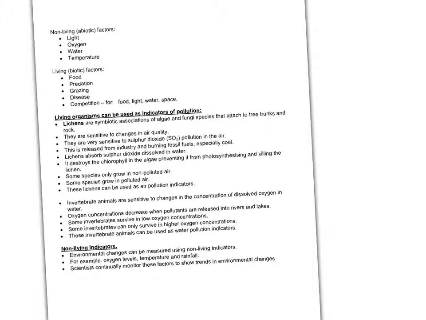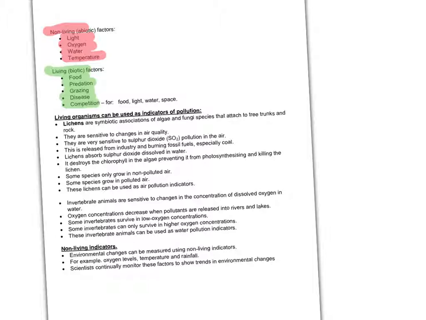These changes can be non-living factors or abiotic factors, such as the amount of light available, the amount of oxygen, the amount of water available, or the temperature. Or they might be living or biotic factors, such as the availability of food, whether there are predators, whether there is the opportunity for animals to graze, whether disease affects the population, and the competition that we mentioned earlier.